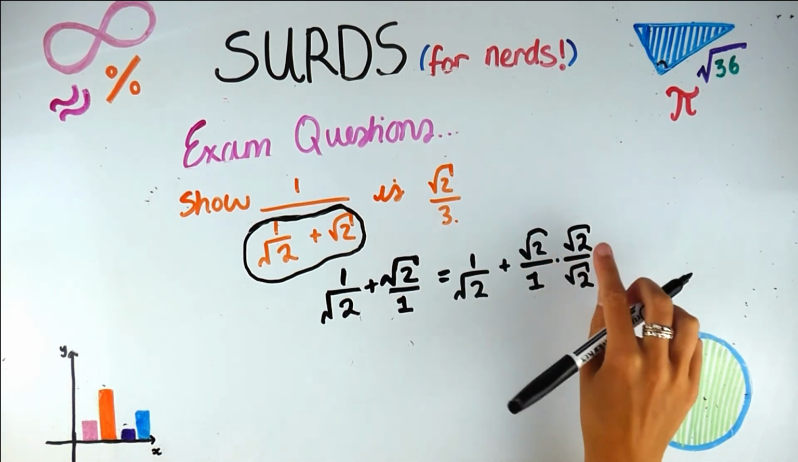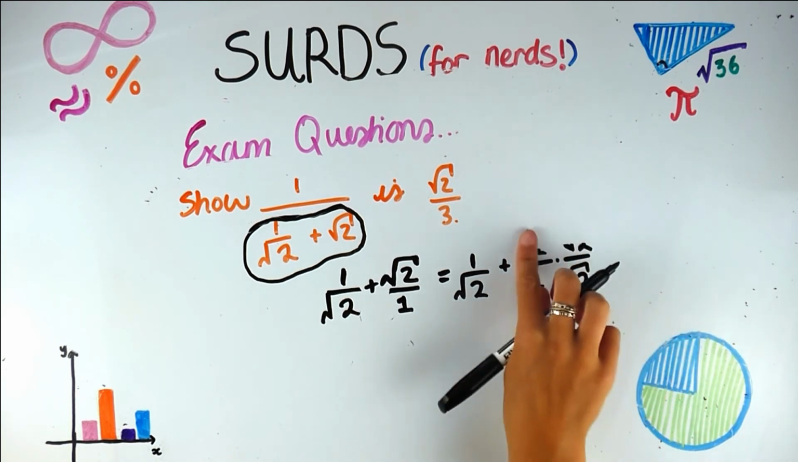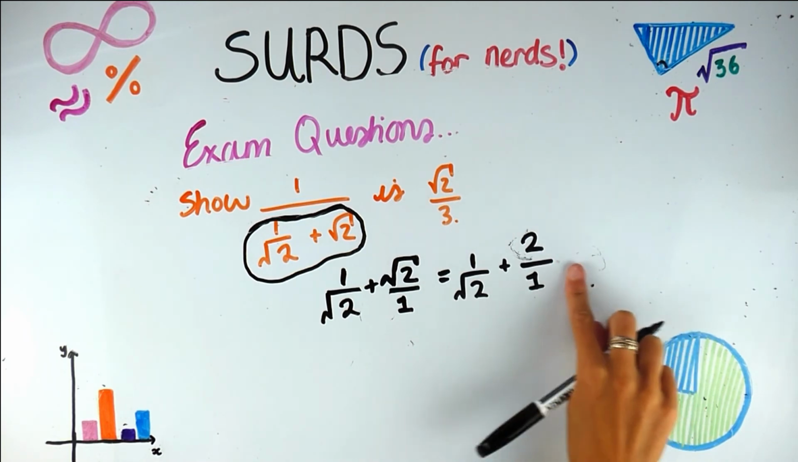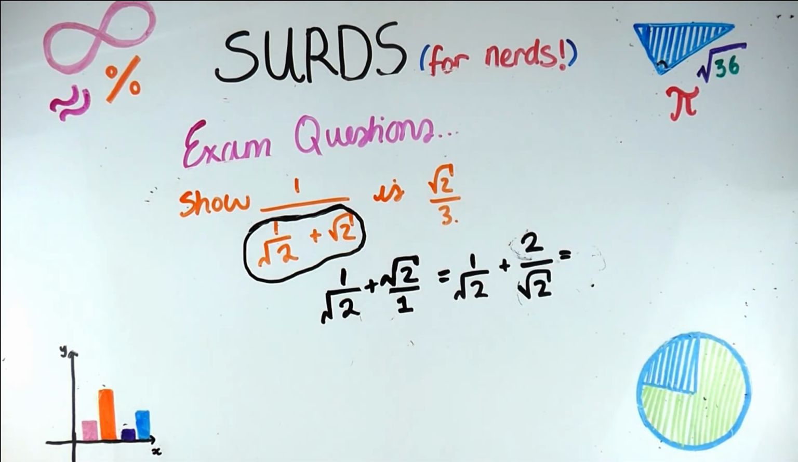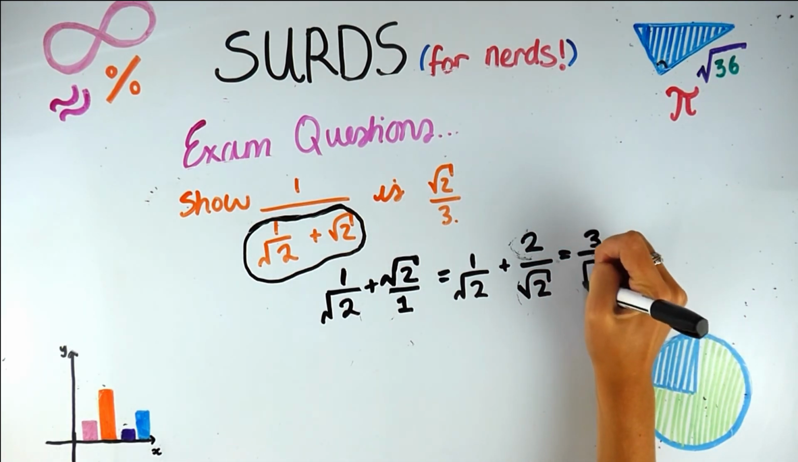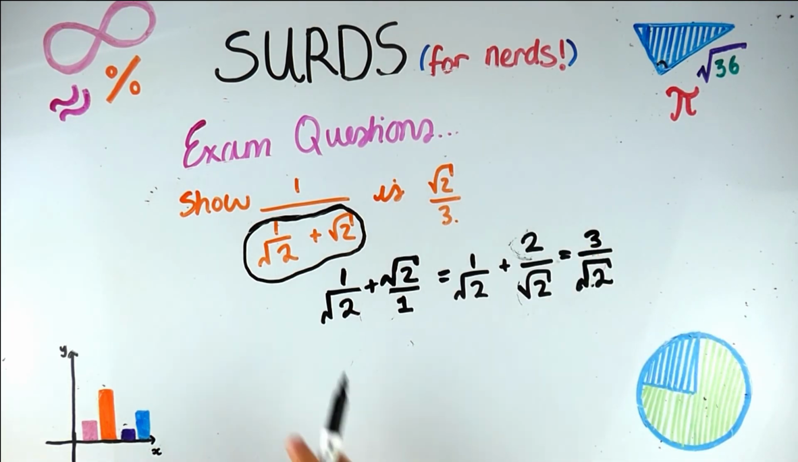Root 2 times root 2 is root 2 squared, which is just 2. And then 1 times root 2 is just root 2. Okay, this is just like a perfect adding example question. So same thing on the bottom, we can just add the top. That is 3 over root 2.